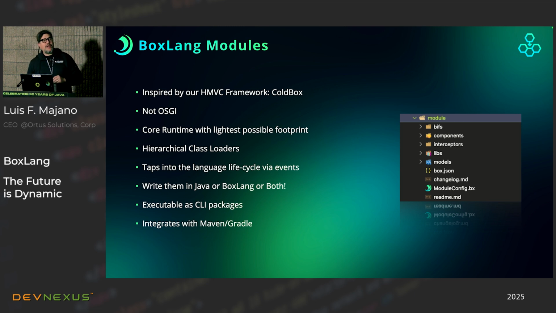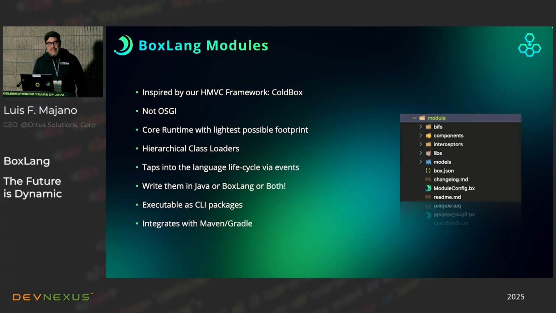If you actually wanted to create a module that uses a very old version of Apache Commons, you can. But then another module that uses the newest version of Apache Commons, you are okay. So there will be no class loading hell, basically. You will have complete isolation, and you can move them around as you see fit. They also tap into the language lifecycle. So all these modules, by default, can listen to all kinds of events. You can write them in Java, you can write them in BoxLang, or you can write them in both.